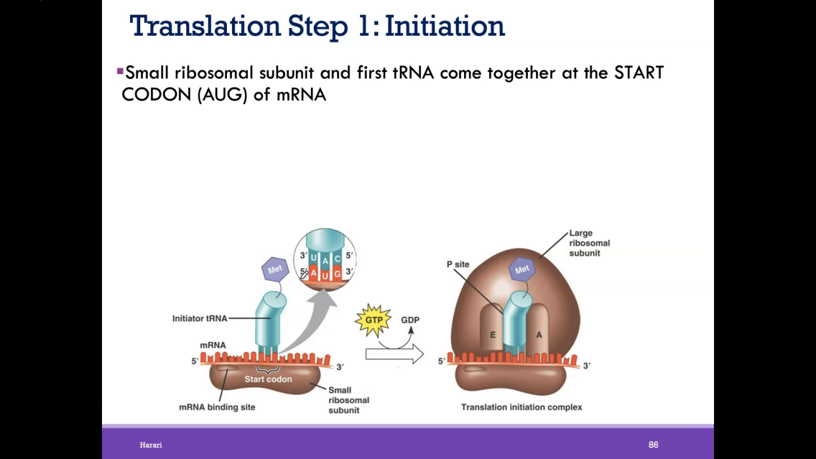So zooming in, the first initiator tRNA binds in the middle of the ribosome at the start codon of mRNA. The first tRNA is always carrying a methionine. This methionine doesn't always make it into the final protein. Sometimes it gets chopped off. But since the start codon of every single protein is AUG, the initiator tRNA always has a methionine.